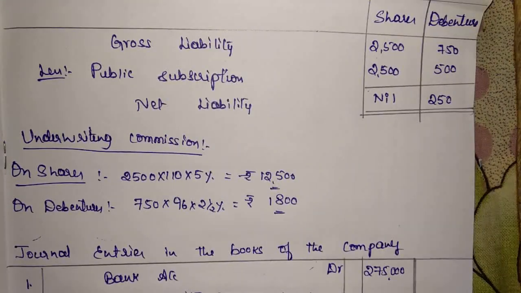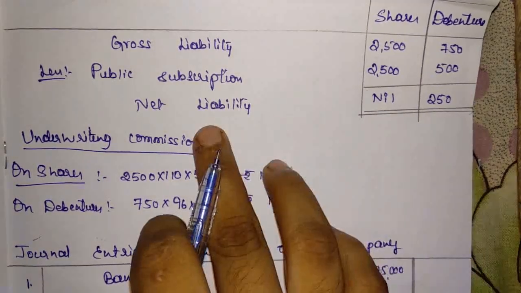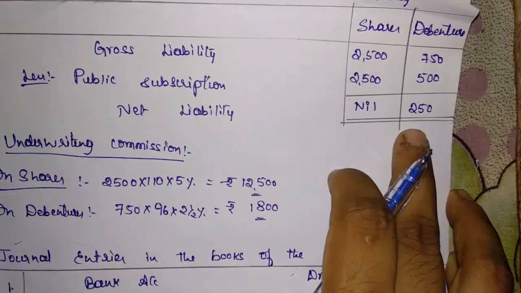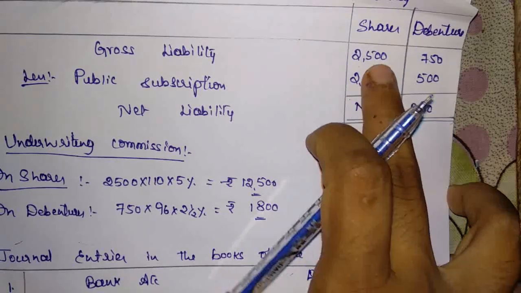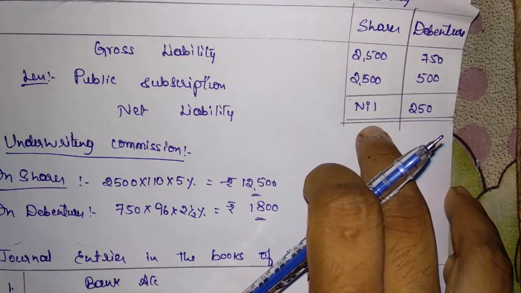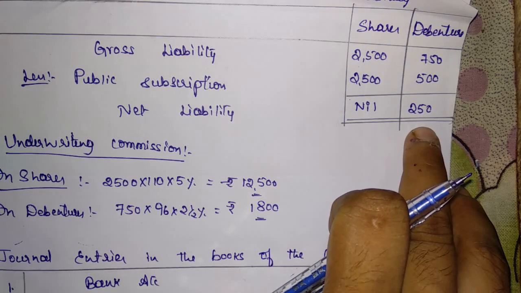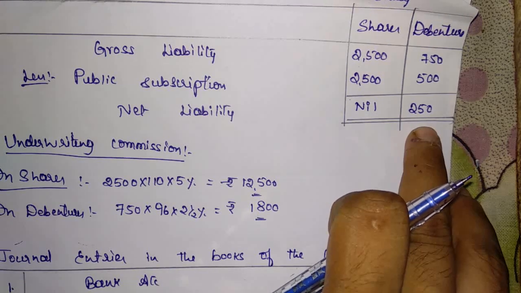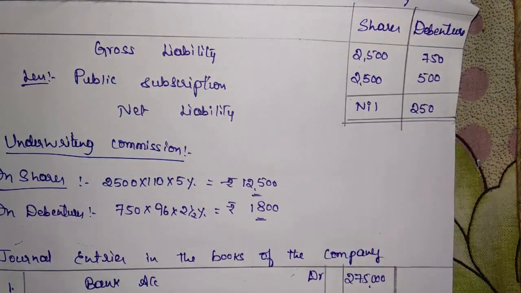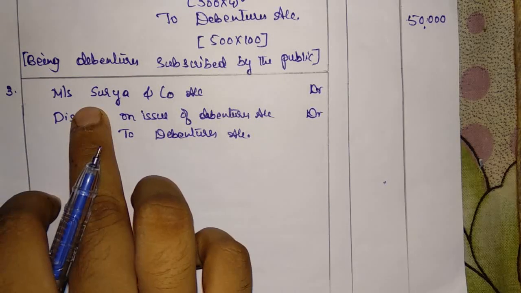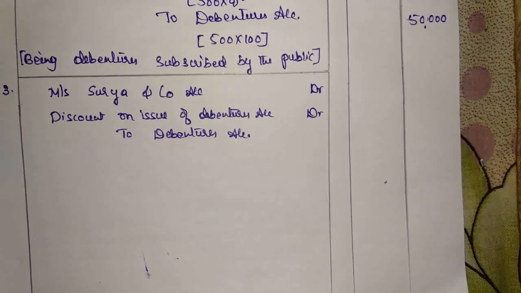Third entry is for underwriting, that is the net liability of the underwriter that we are taking. Here public applies for the whole issue, so there will be no liability for the underwriter to purchase shares, but there is a net liability of 250 debentures. So underwriter needs to take up 250 debentures. What is the entry? Mrs. Surya and Company account debit, discount on issue of debentures account debit, to debentures account.